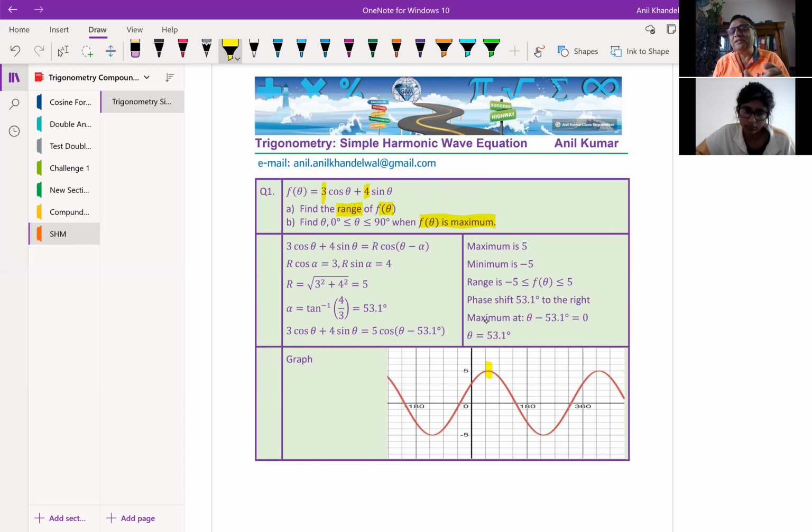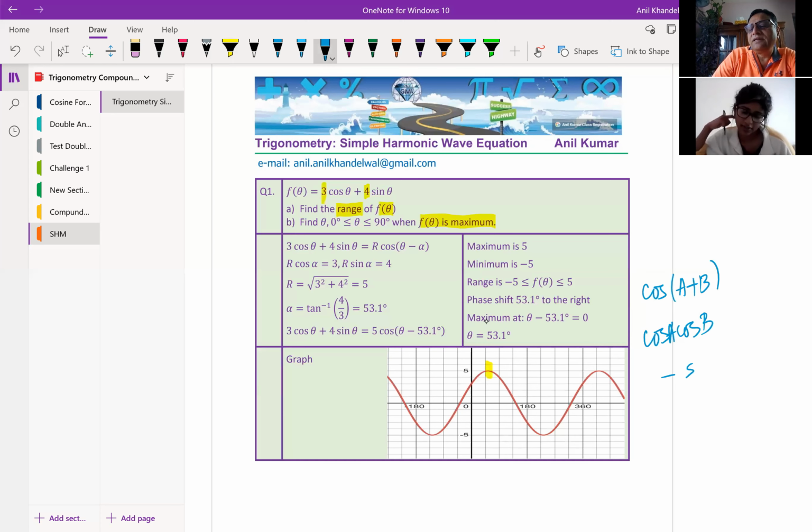Because in cos expansion, let's write down the formula here, cos A plus B, for example, will be cos A cos B minus sine A sine B. So, but we need plus. Since we need plus, that means this should be minus, then that'll be plus. So we have to use that particular formula. Is that clear to you?